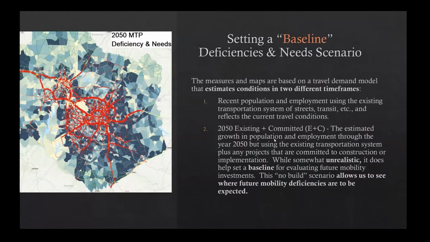It's not very realistic. I don't think we're going to stop building roadways and delivering transit services in the next couple of years until the year 2050. But it helps us as a baseline as we compare our different alternatives. Next slide.